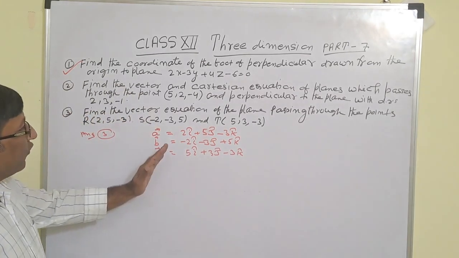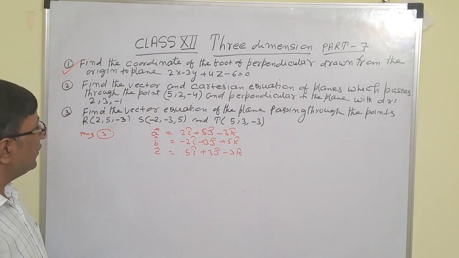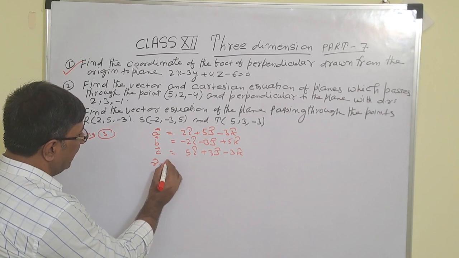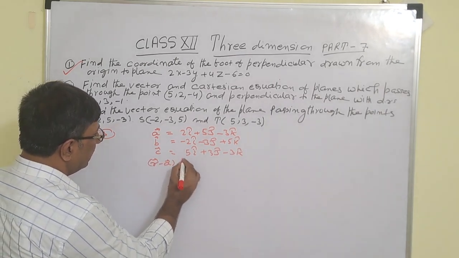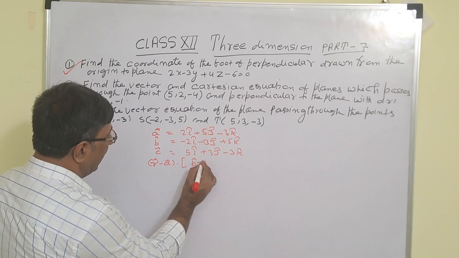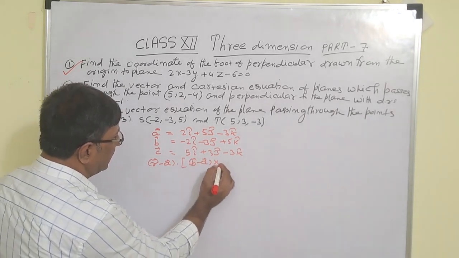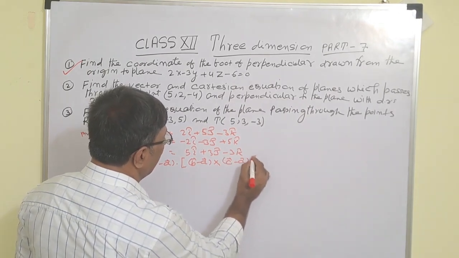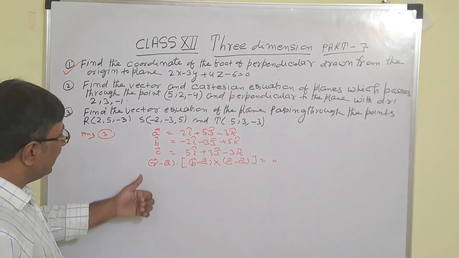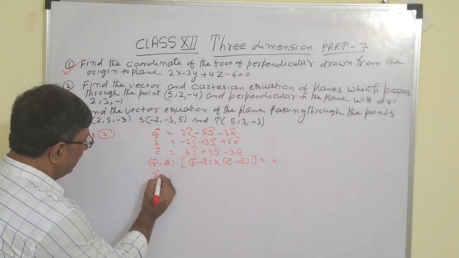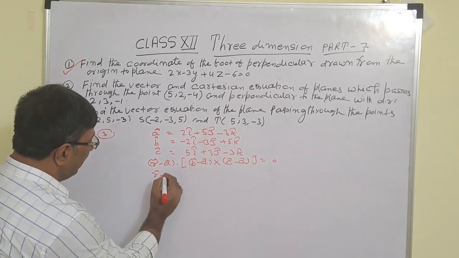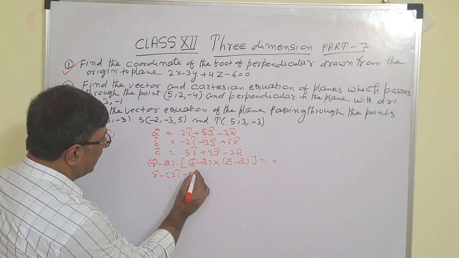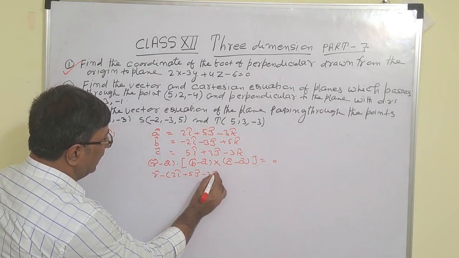Okay, so now we have to find the vector equation of the plane. The vector equation of the plane is given by r vector minus a vector dot b vector minus a vector cross c vector minus a vector, equal to 0. So r vector minus a vector is what? You can write this: 2 unit vector i plus 5 unit vector j minus 3 unit vector k.